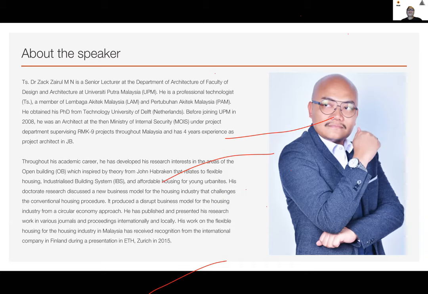Okay, so that's where I merged this idea together, and then I proposed a new business model. I have this flexible housing and the IBS together, and then I have another theory of circular economy, where I combine them together to become a new business model.